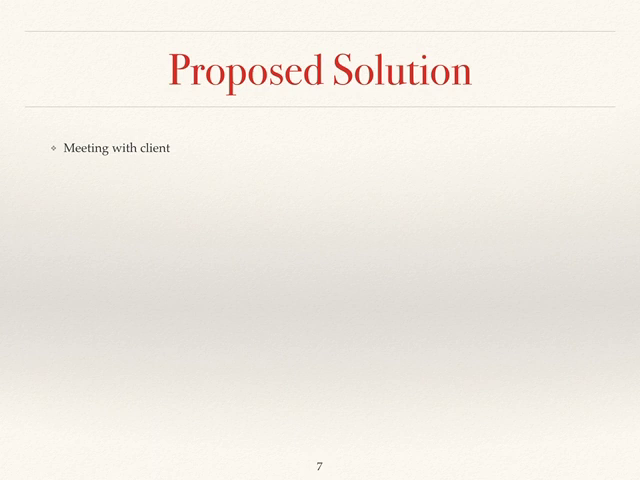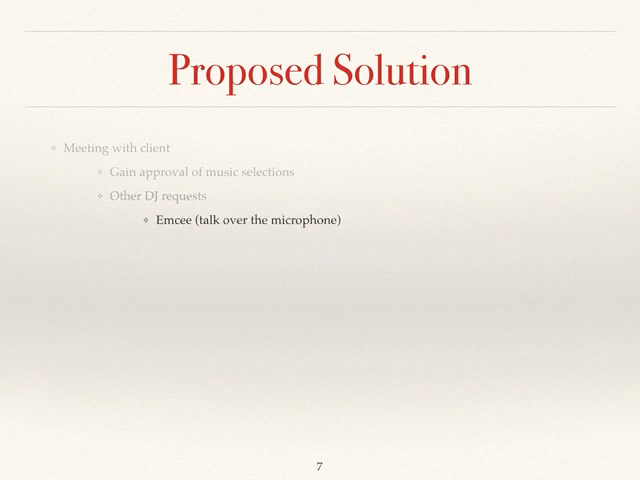Next, we'll set up a meeting with the client, and in this meeting, we will gain approval of the music selections and discuss any other requests the client may have of the DJ, which may include whether he will MC the event or talk over the microphone, and also determine the sound and lighting package. Now, this will come into play as we identify the size of the room and also decipher whether they want any lights during the event.